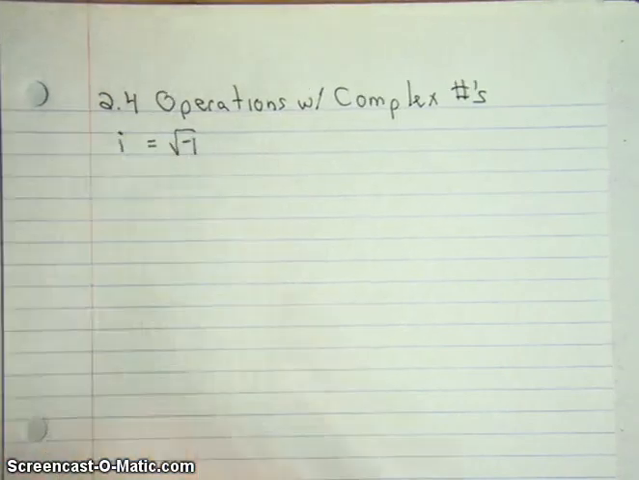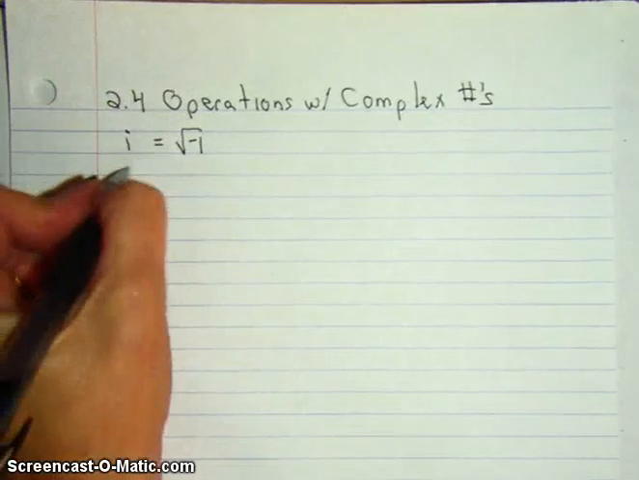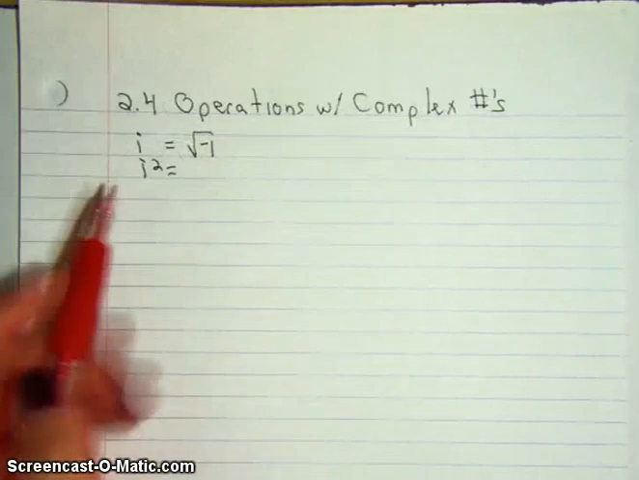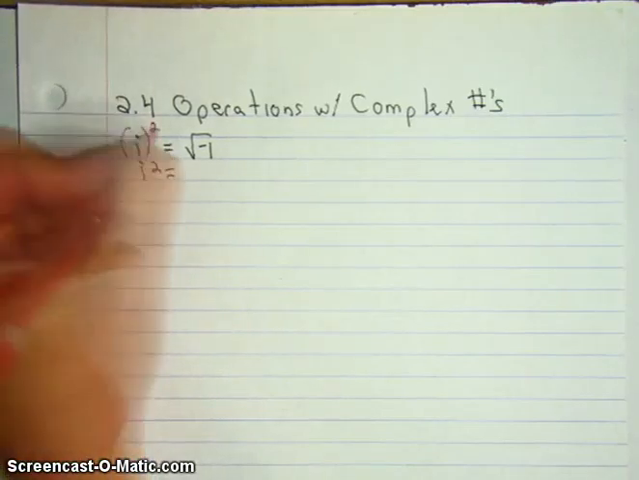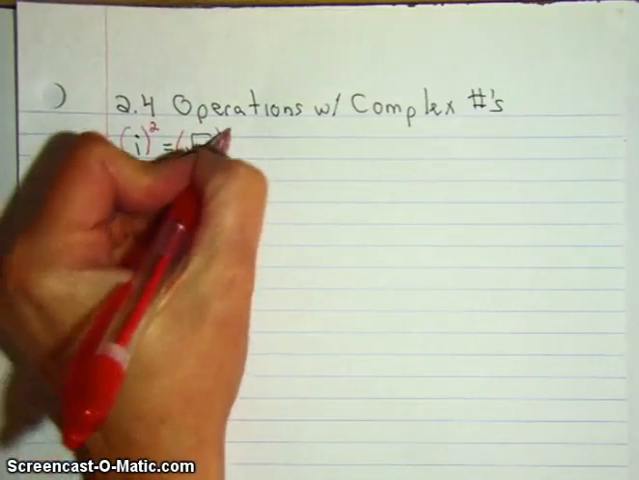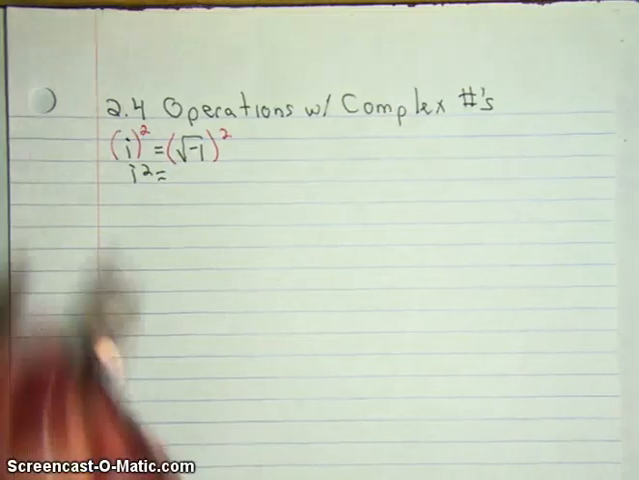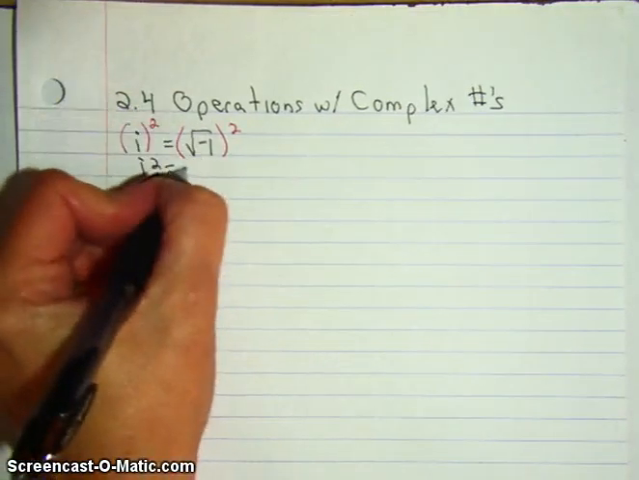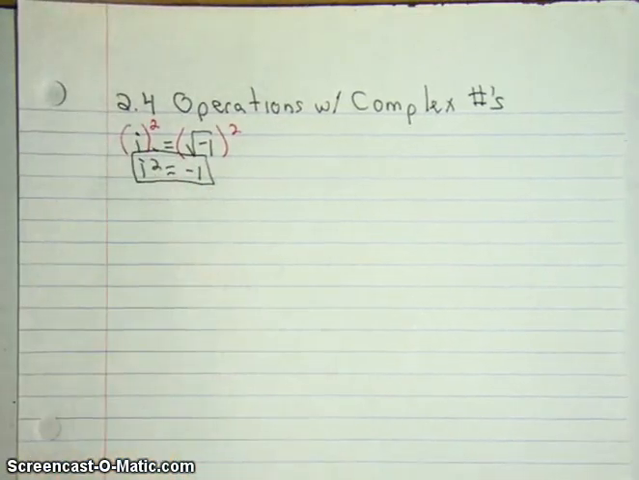So before we press on today and do our operations, I want to know what i squared equals. Keep in mind, all you have to do is take our little equation here, and if you square one side, you have to square the other. So anybody know what i squared equals, please? Max? Negative 1. It is. When you square a square root, all that happens is the root goes away and you have negative 1. So i squared equals negative 1.